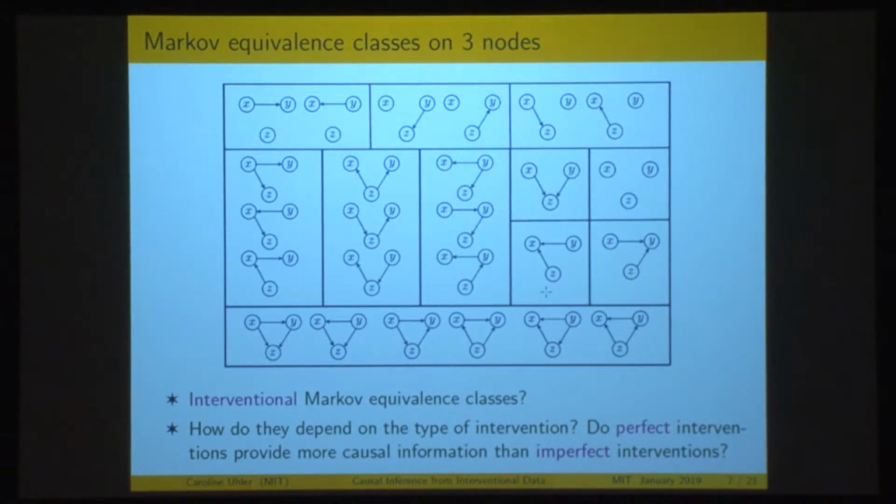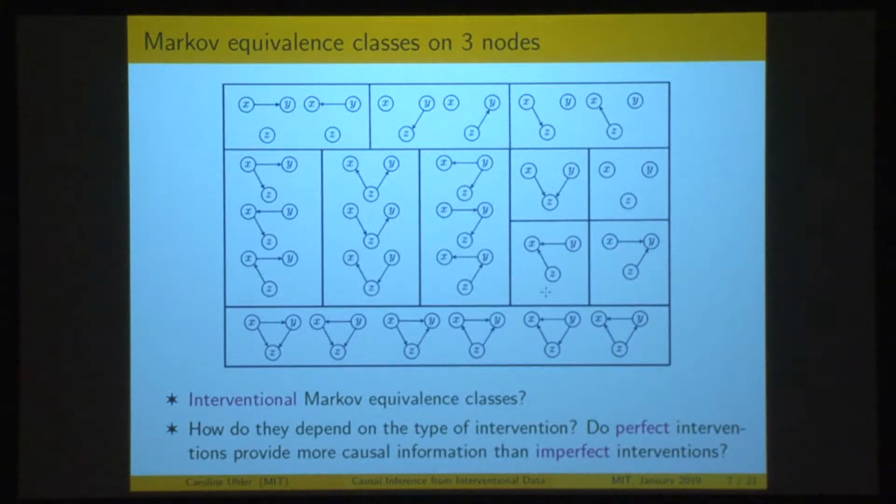Or, and this is the question that I was asking at the beginning, now framed mathematically: if I have perfect or imperfect interventions, do I get the same interventional Markov equivalence classes? Do they provide me, at least in the limit, when I have an infinite amount of data, the same amount of causal information? That's how we're framing all these questions about interventions in a mathematical manner.